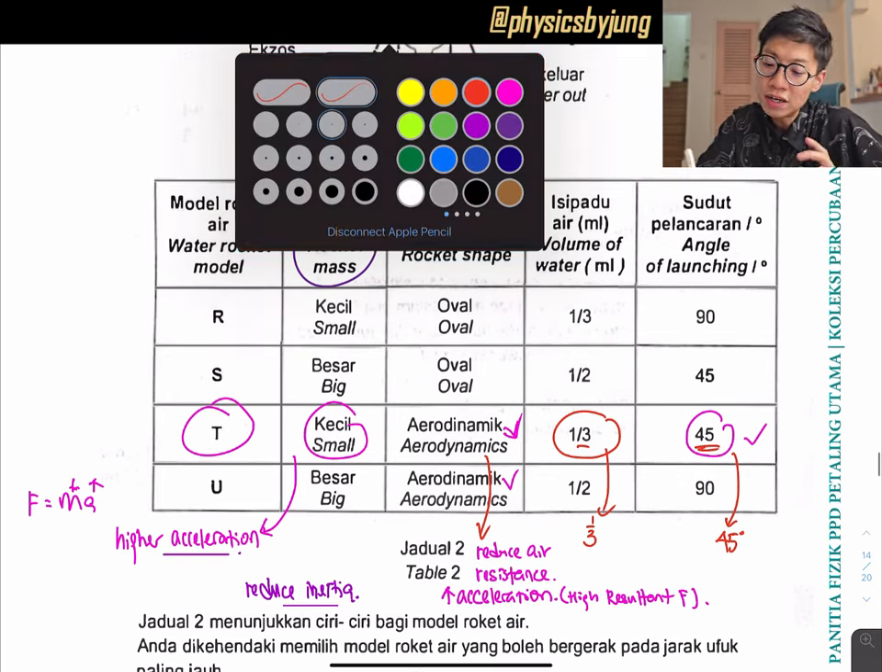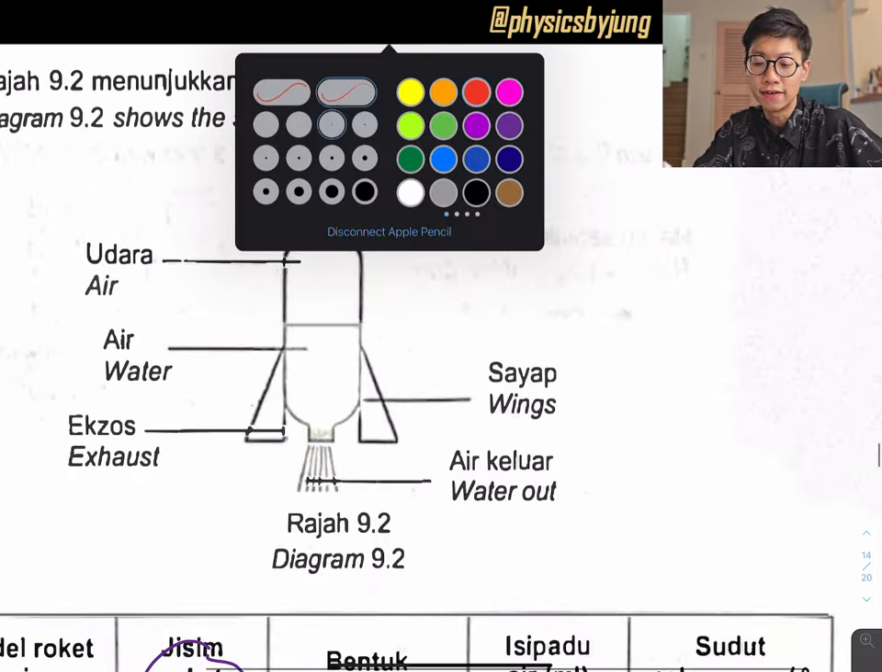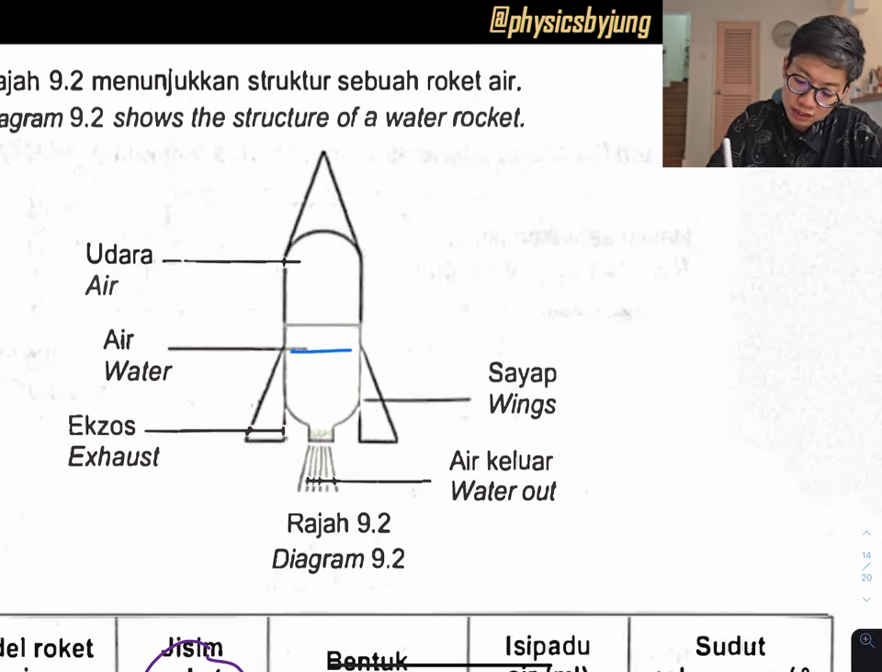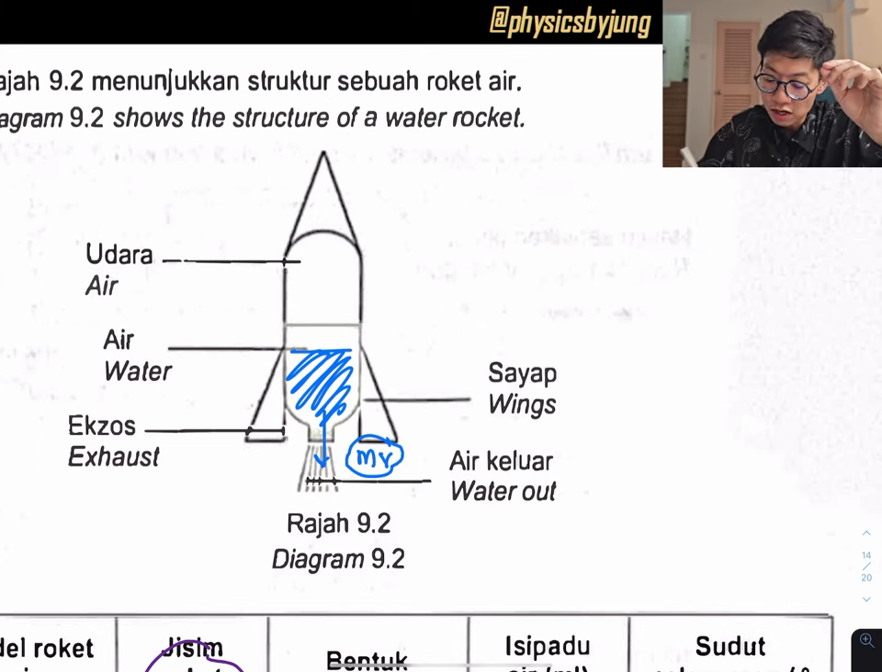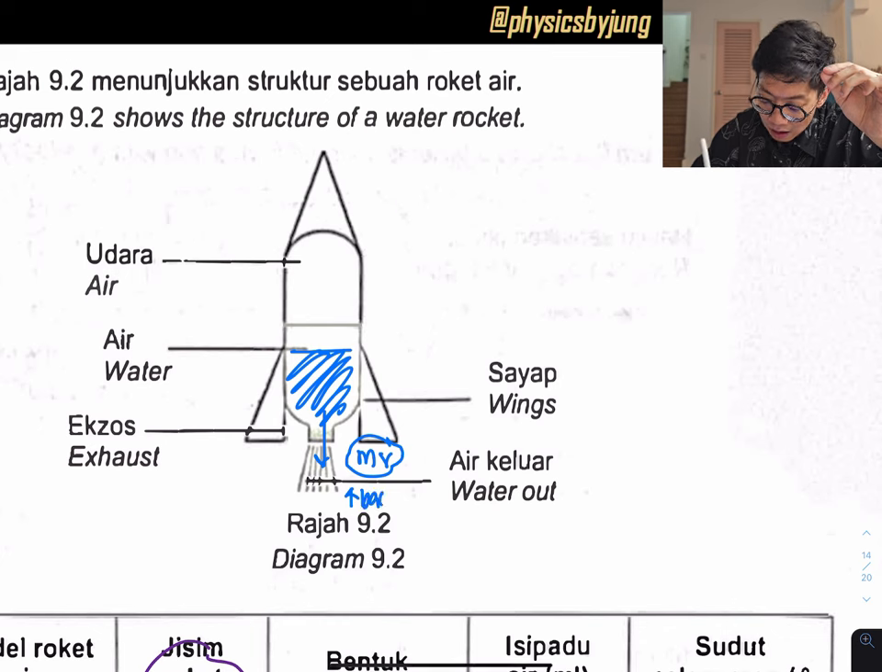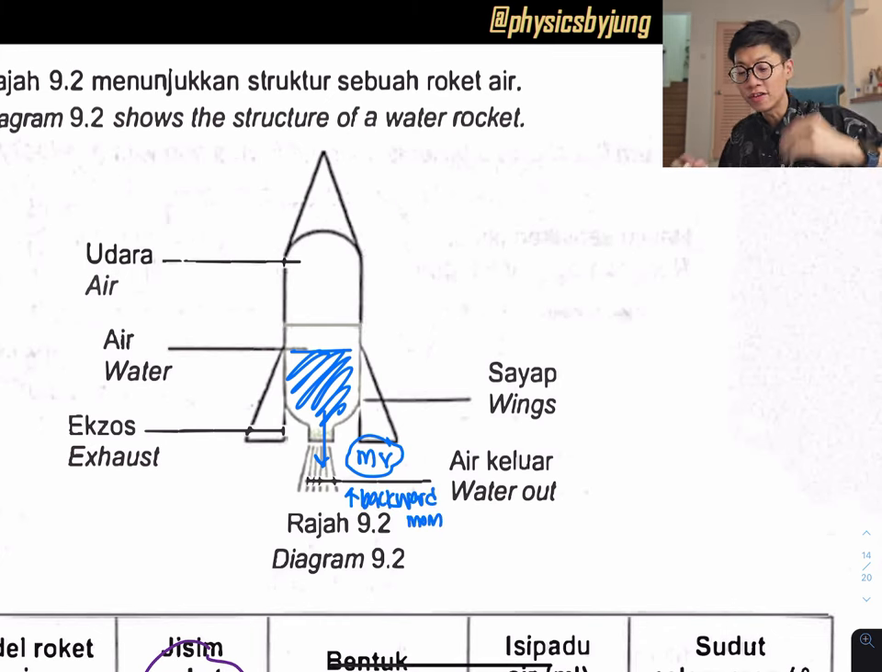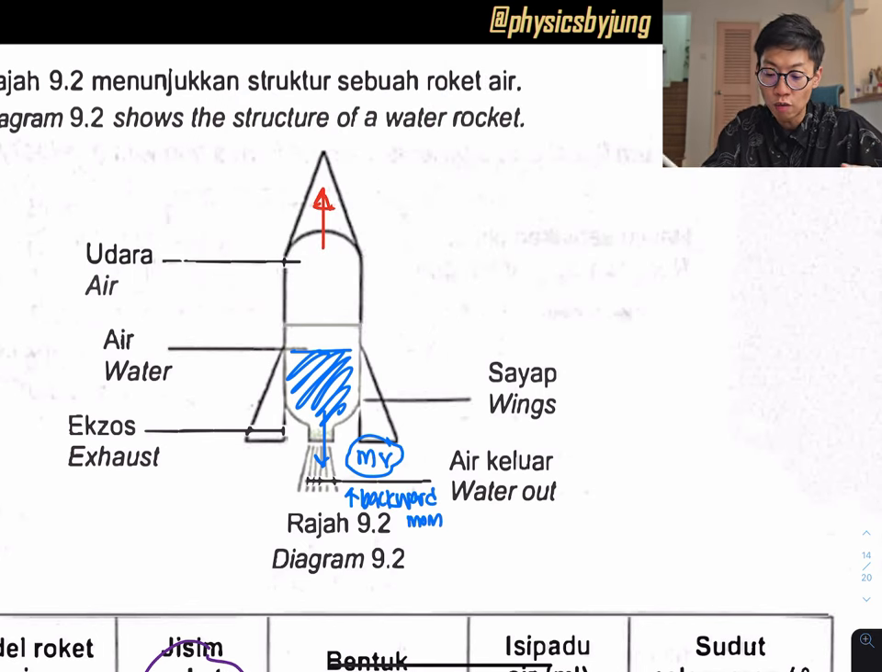Okay, why? Because when we look at this water rocket, why you need water is because water is actually heavy, so there's a larger mass. And when your water comes out with high velocity, it produces a very high backward momentum, so that your rocket will produce a very big forward momentum.